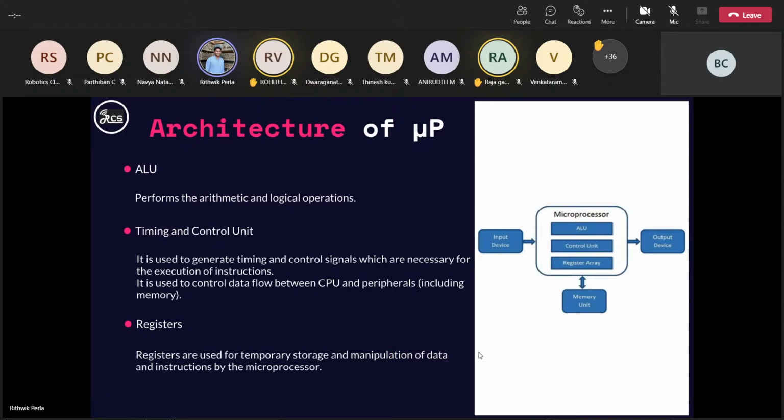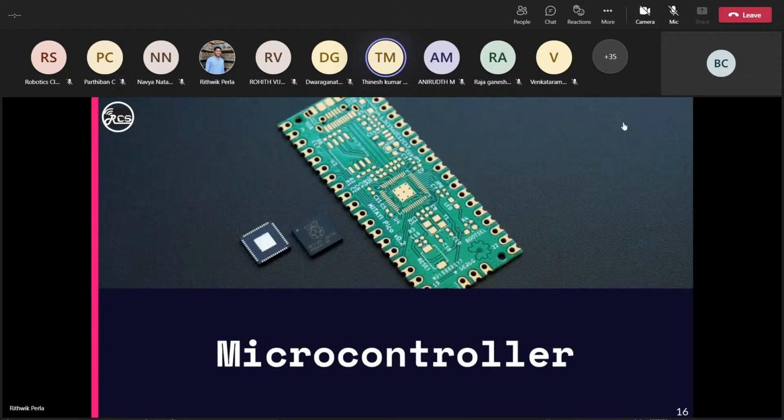Okay. Now my friend Dinesh Kumar will speak about the microcontroller, which is the most important part of the robot, where our main motive is. So Dinesh, over to you. Yeah, thank you, Ritvik. That was awesome.